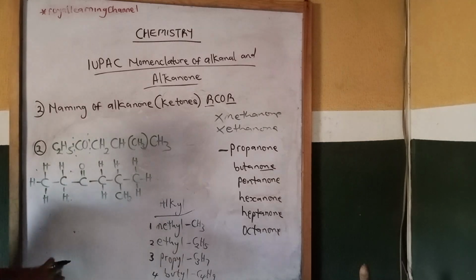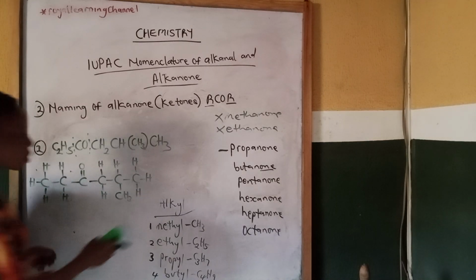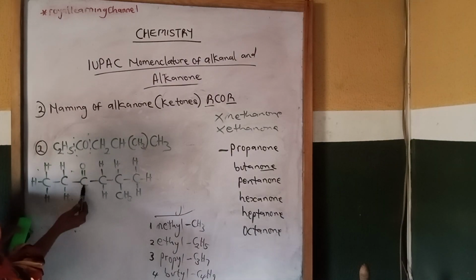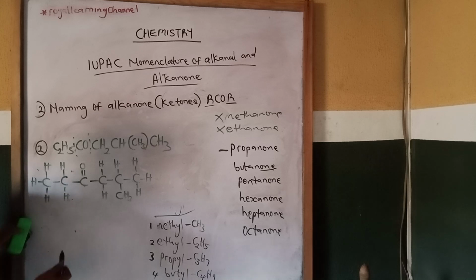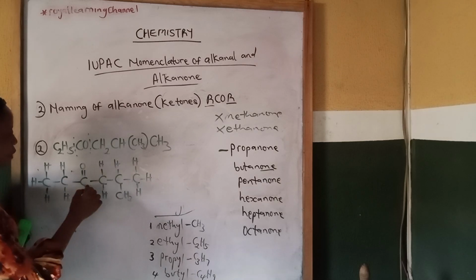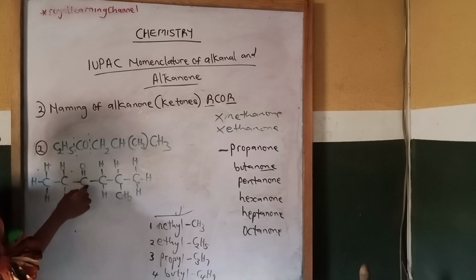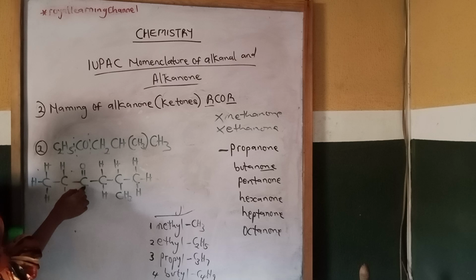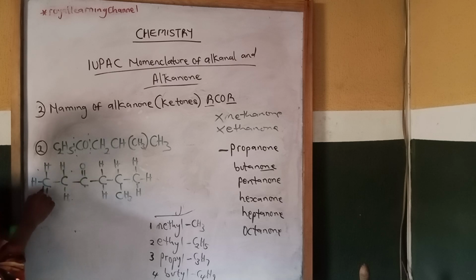So let's look at this structure. Let's name this structure. Then we consider our functional group in naming. So you name from the end which will give you the lowest number to the terminal carbon atom. If I count from this side, 1, 2, 3, 4, my functional group is on the 4th carbon atom. From this side, 1, 2, 3, my functional group is on the 3rd carbon atom. So the best position to name is from the left hand side.